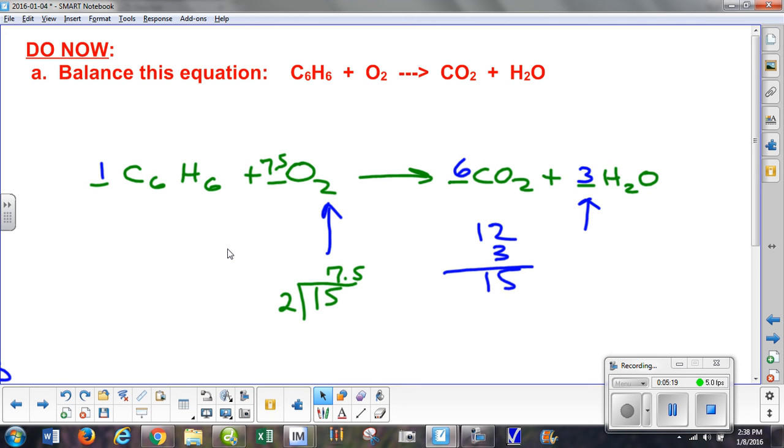Okay, but if you're going to do that, you have to worry about one very, very important fact. And that is that the ratio here of all these is 1 to 6 to 3. And how do I get that?